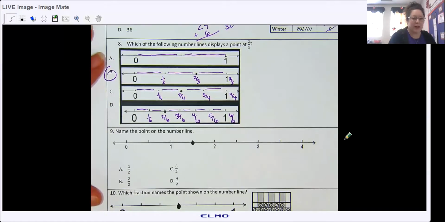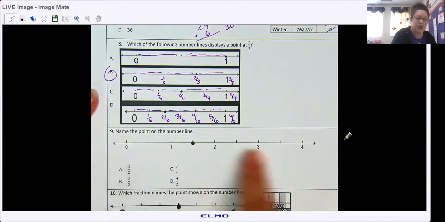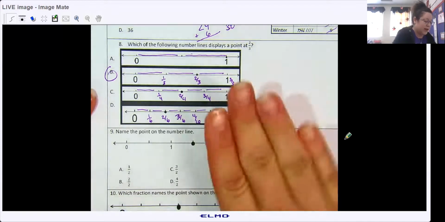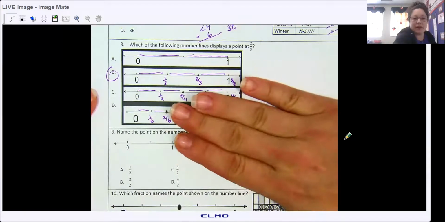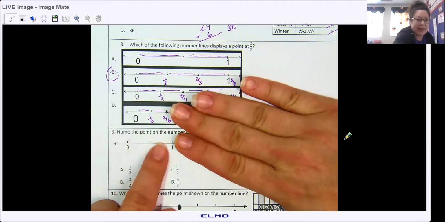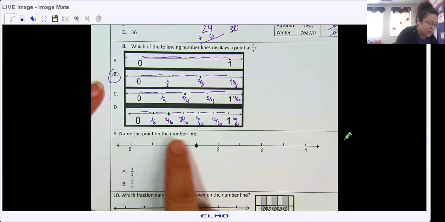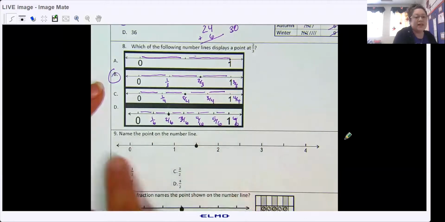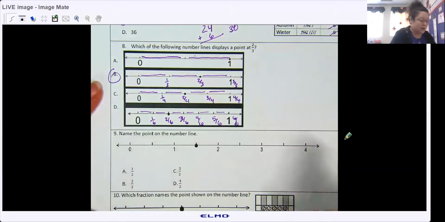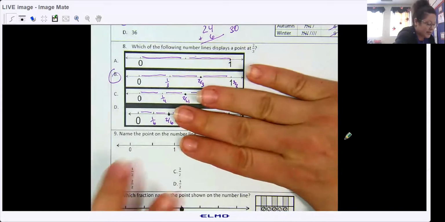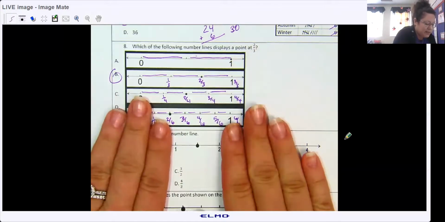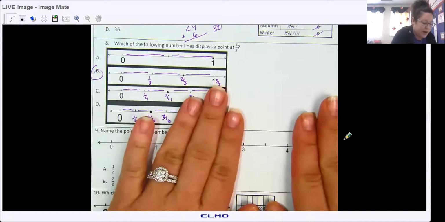Name the point on the number line. Okay, so it has been a while since you did this. Remember when the number lines go after 1, cover it all up, right? To see what each one is. It's not 1, 2, 3, 4, 5, 6, 7, 8. This number line is not broken into eighths. We cover it up to see what each one piece is broken into.